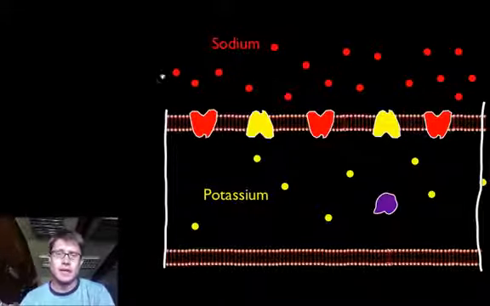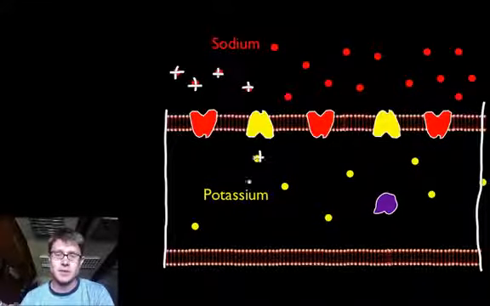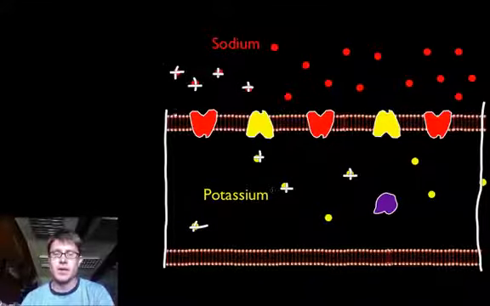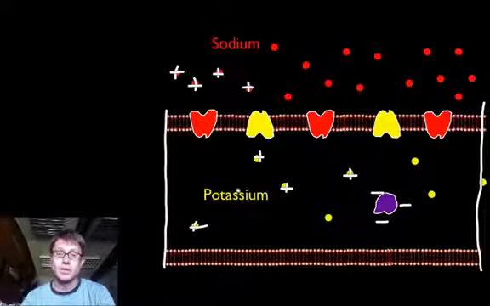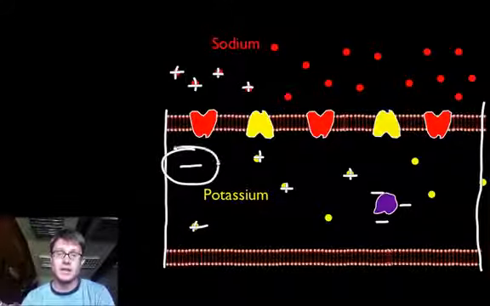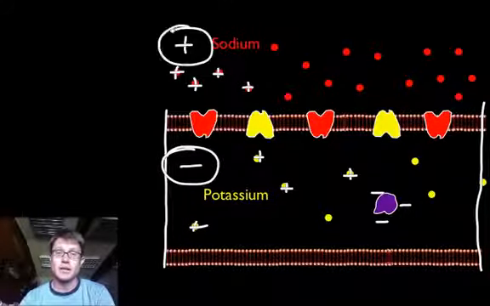If you look at it, every sodium ion is going to have a positive charge, and every potassium is going to have a positive charge as well. If you count the number that we have on the outside and the number that we have on the inside, we have a lot more positive charge from sodium on the outside than we do on the inside. And these proteins are going to have negative charges as well. And so what does that mean? It's more negative on the inside and more positive on the outside.